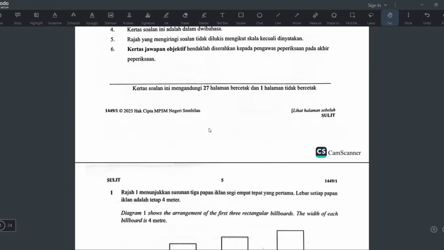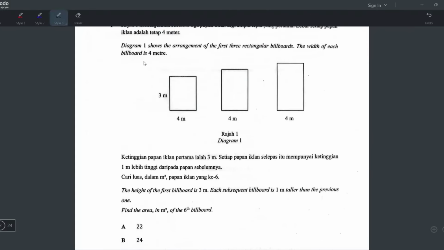Okay, number one. Diagram 1 shows the arrangement for the first three rectangular billboards. The width of each billboard is 4 meter. So all are rectangles and the width is 4 meter. You can see the width is the same, 4 meter, but the length is not the same. This one is longer.